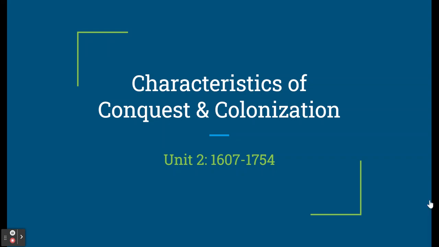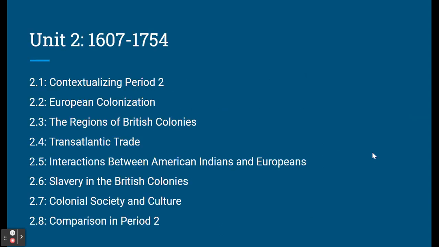Hi everyone! This is our first of four videos for Unit 2, 1607 to 1754. We're going to be looking today a little bit at the characteristics of conquest and colonization on the part of different European nations, because they did vary quite a bit in their motives and characteristics and interactions with native peoples.